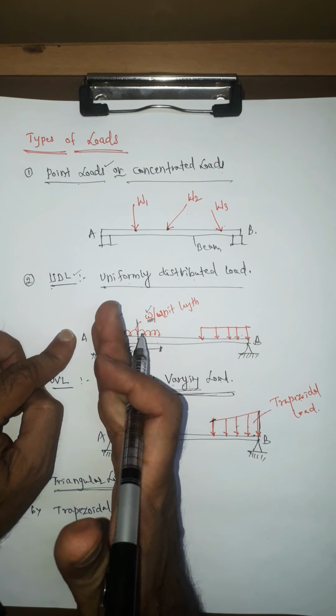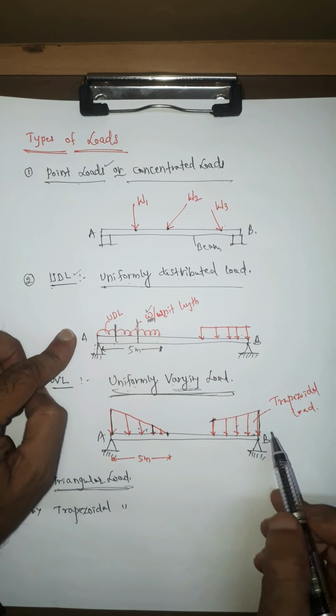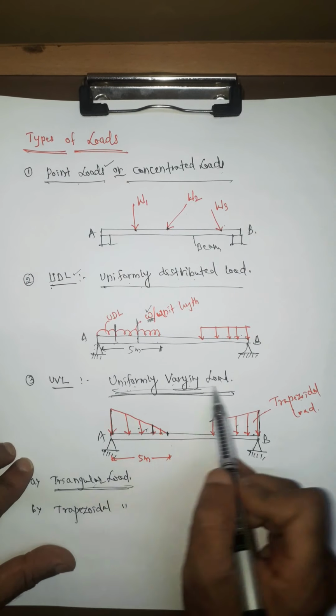Here it is 0, here it is maximum. Here it is not 0, again it changes from point to point. So these two come under UVL.